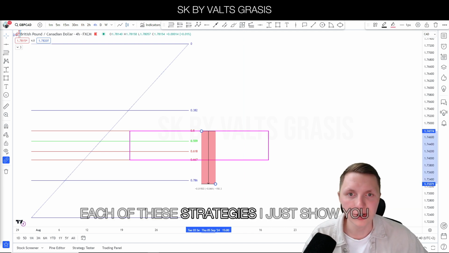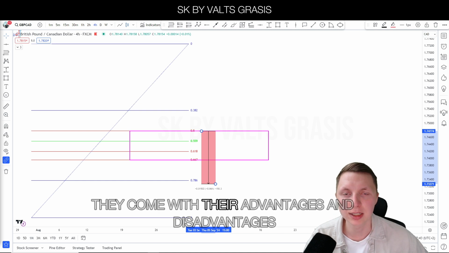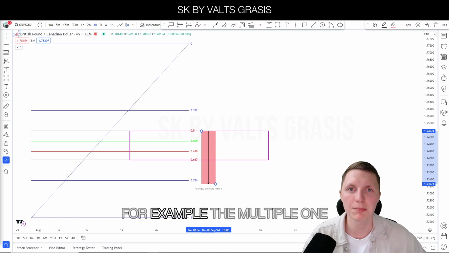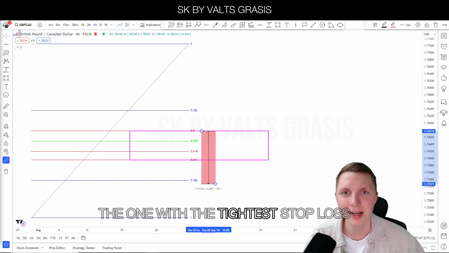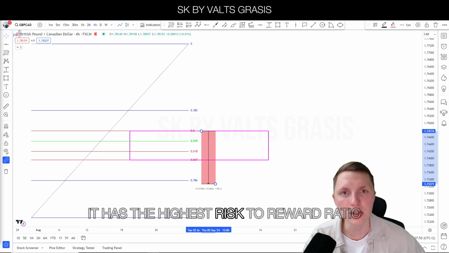Each of these strategies I just showed you, they come with their advantages and disadvantages. For example, the multiple one, the one with the tightest stop loss, it has the highest risk reward ratio.